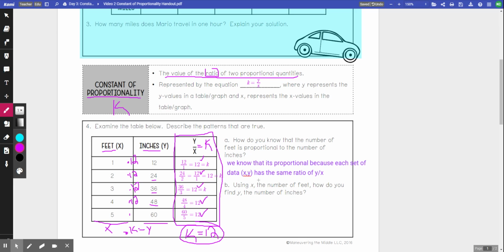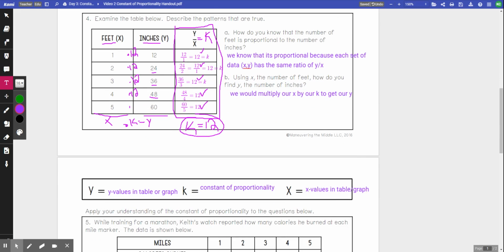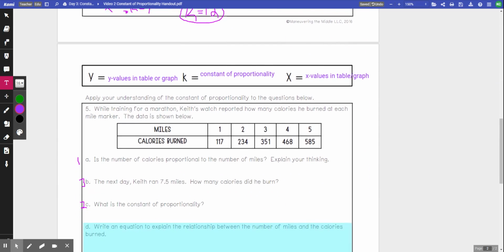Now you can say that in however which way you like for part B, but most simply, we would multiply our x by our k to get our y. All right, let's use this information to go to our first example.